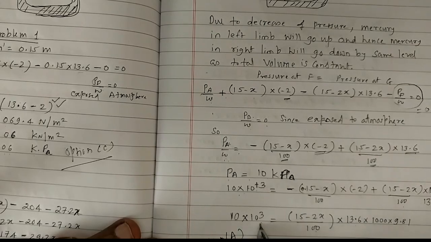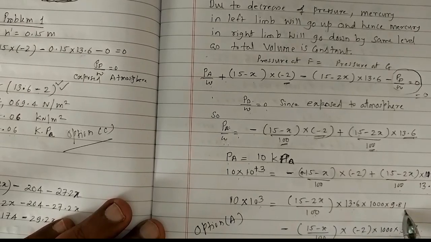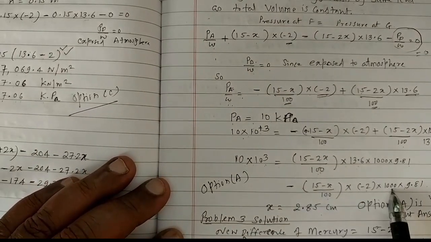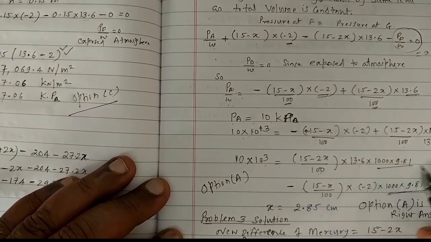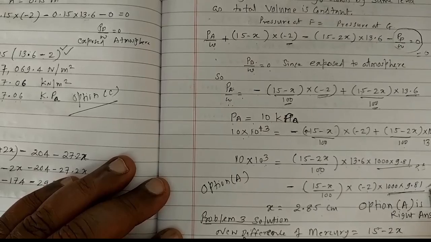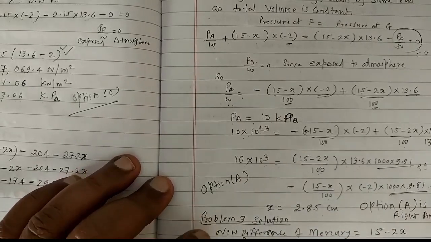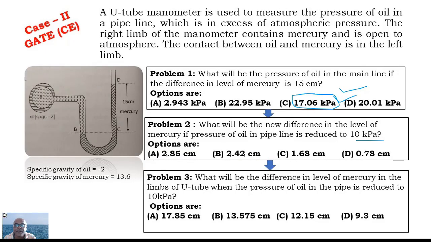10 into 10 raised to 3 is equal to (15 minus 2x) upon 100 into 13.6 into 1000 into 9.81, minus (15 minus x) upon 100 into minus 2 into 1000 into 9.81, that is rho g here, rho g, specific weight. Okay, so solving this, x is equal to 2.85. See whether this figure is matching here or not.